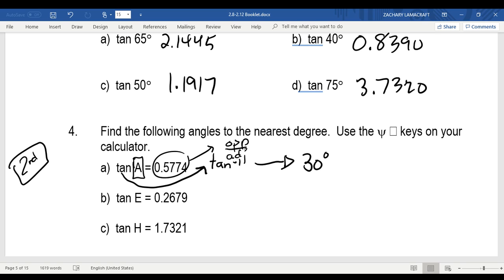Trust me, the more you go through this, the easier it gets. So the next one, what do we got to do to this tan? Yeah, we got to move it over, right? Because we want the angle E by itself, and this becomes tan⁻¹. So then if we did that on our calculator, what'd you get? Sorry, one sec. So if we round that to the nearest degree, it's what? 15 degrees.